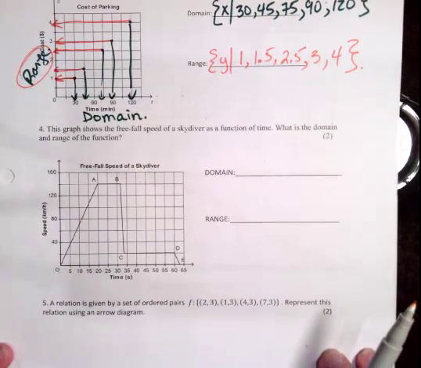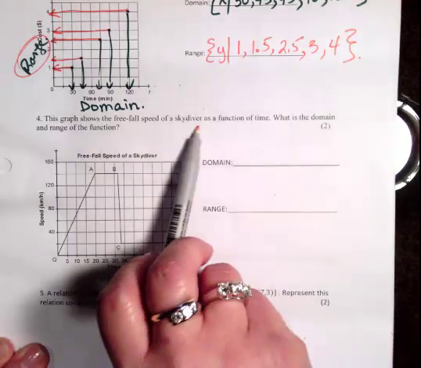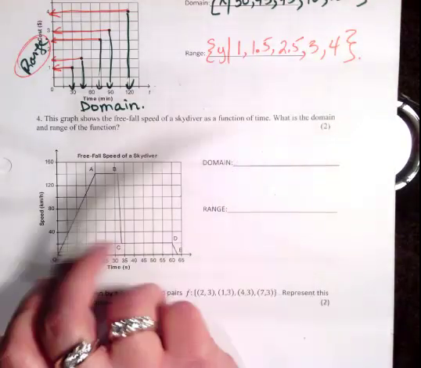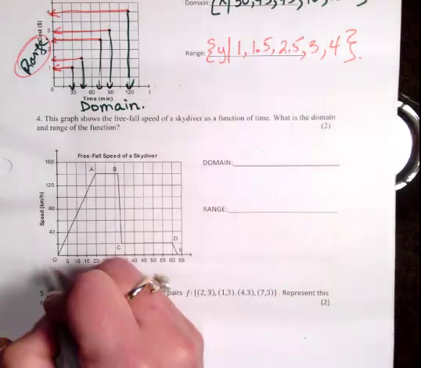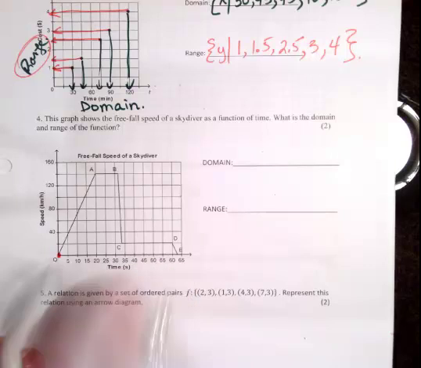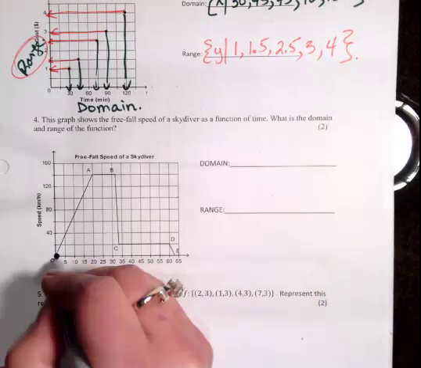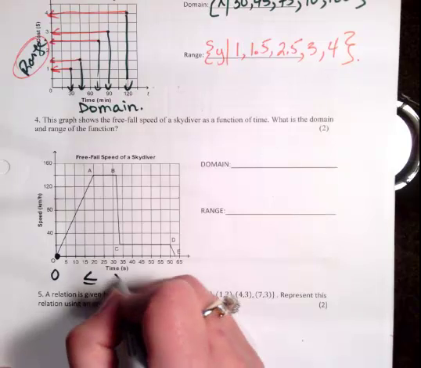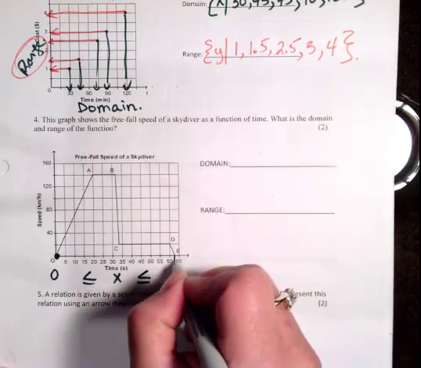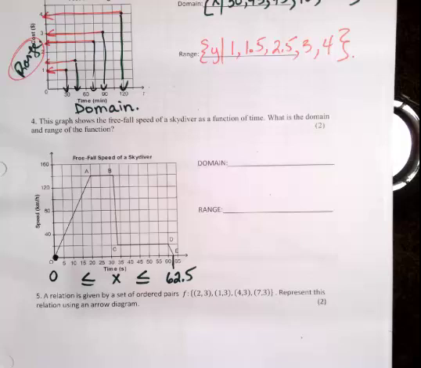Okay. Next question is a graph, and it's showing the free fall speed of a skydiver as a function of time. What is the domain and range of the graph? Okay, so this graph looks different because the lines are all connected, and you basically want to see where it starts. So right here, our domain is our time, and it starts right at 0, and it goes all the way towards 60, now let's say that's 62.5 or 63. I'm not going to be so picky about that.